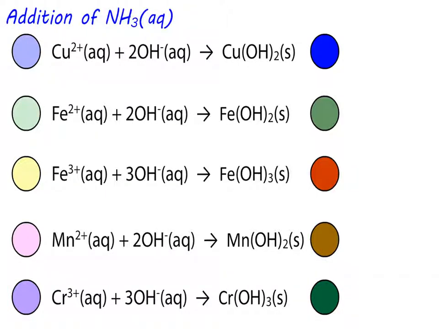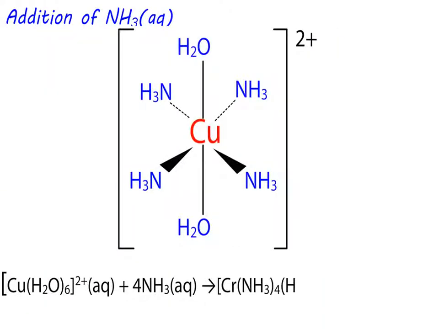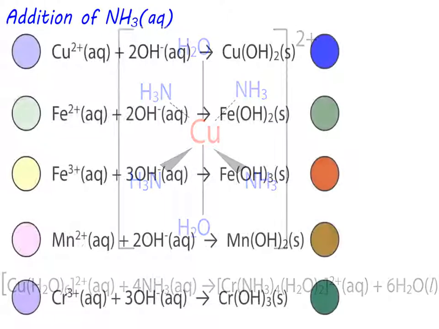Now let's look at the addition of ammonia. In all cases, as with sodium hydroxide, the precipitates of the metal hydroxides are formed, and so the observation and colours are as for sodium hydroxide. However, on addition of further ammonia, copper 2 hydroxide will dissolve and form a blue solution of this complex, and we covered this reaction when we looked at ligand substitution reactions.